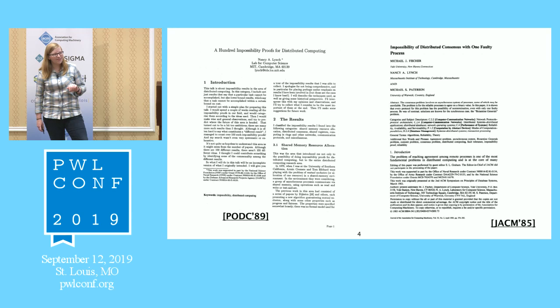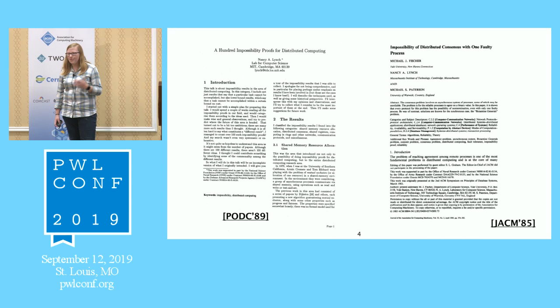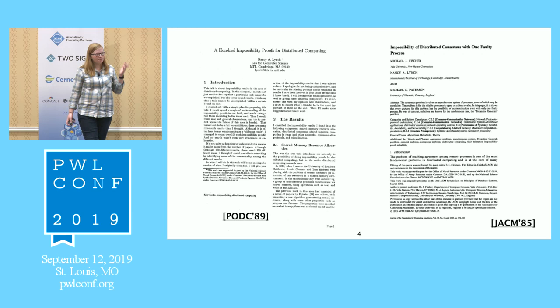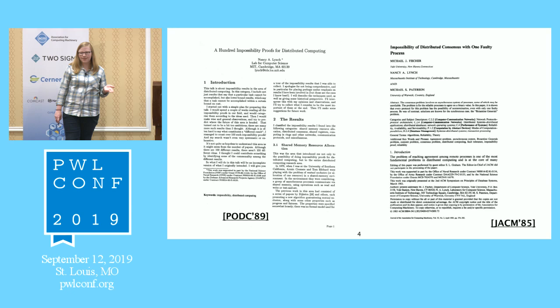And on the other side, we've got this really infamous paper. This paper is informally known as the FLP paper or the FLP result. And this says that solving distributed consensus is impossible. This is probably one of the joint most famous papers in distributed consensus, and I would see this as being the first paper in distributed consensus.